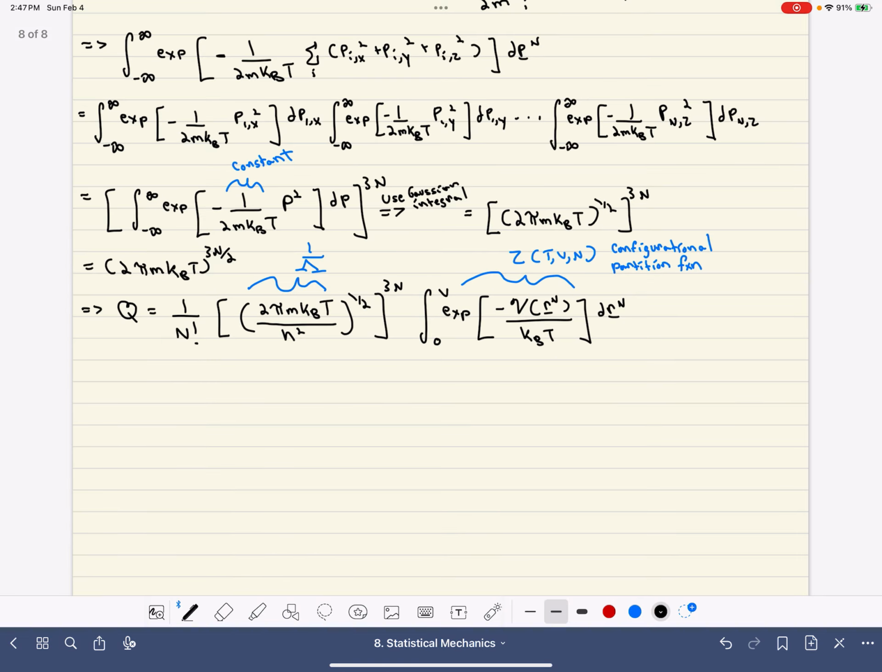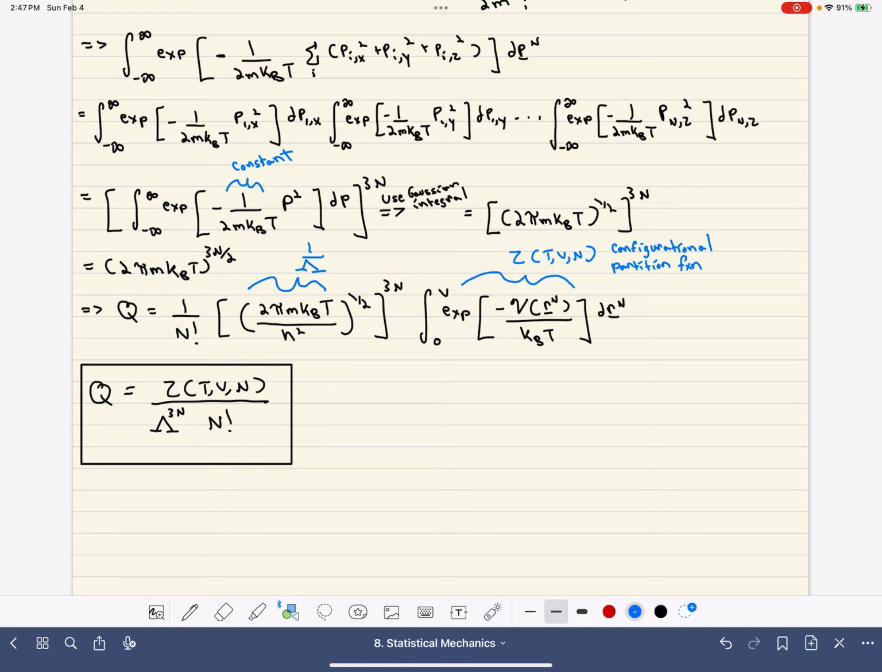And so, in the end, our continuous form of the canonical partition function we could write like this: Z, which is going to be a function of T, V, and N, over the thermal wavelength raised to the 3N divided by N factorial. And so this is the continuous canonical partition function.